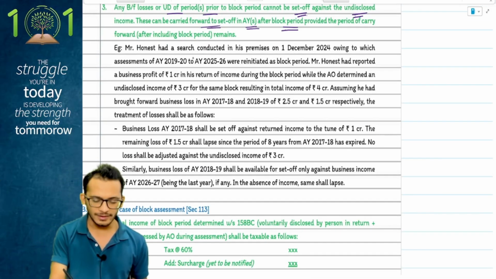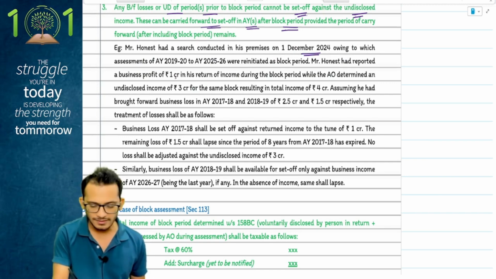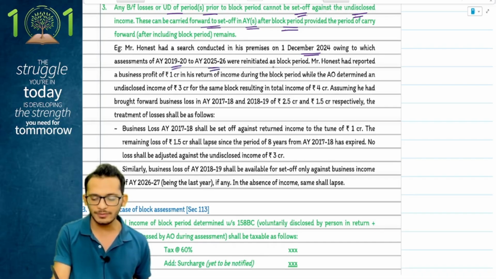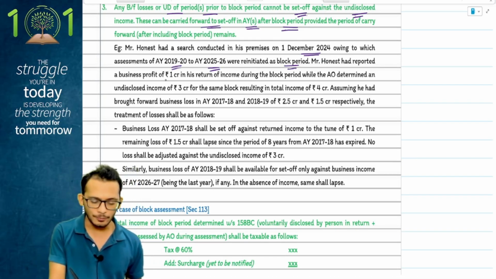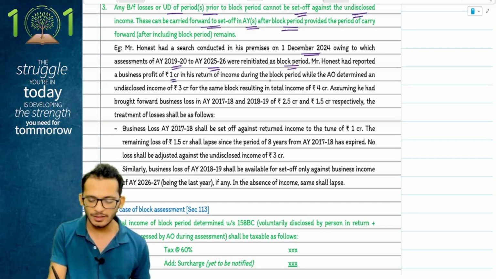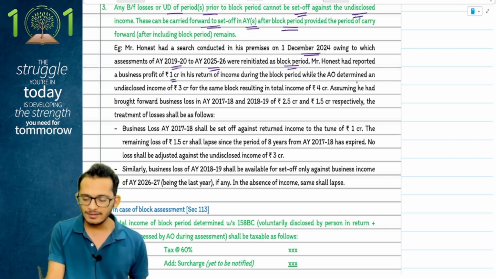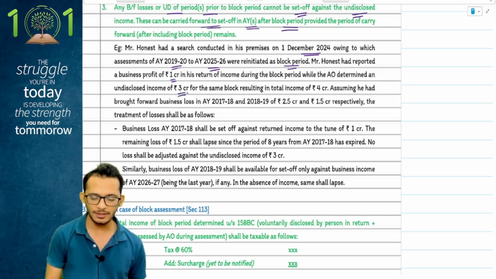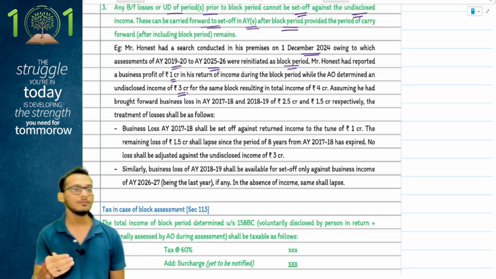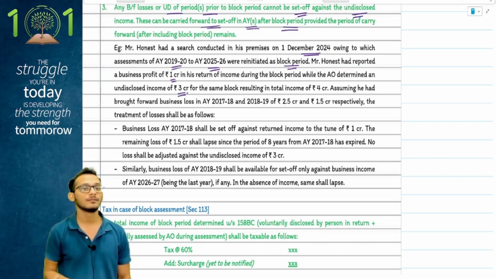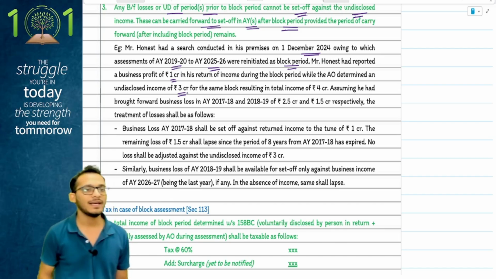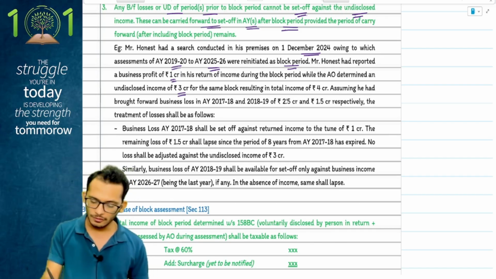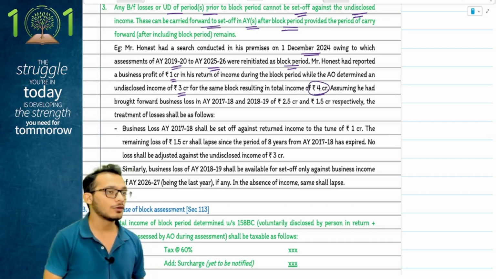For example, Honest has a search conducted in the premises on 1st December 24, owing to which assessments of 19-20 to 25-26 were reinitiated in the block period. Honest had reported a business profit of 1 crore in his return of income during the block period, while the assessing officer determined an undisclosed income of 3 crores for the same block. For the block I gave 1 crore. Assessing officer gave, meaning extra 2 crores he disclosed, resulting in a total income of 4 crores.